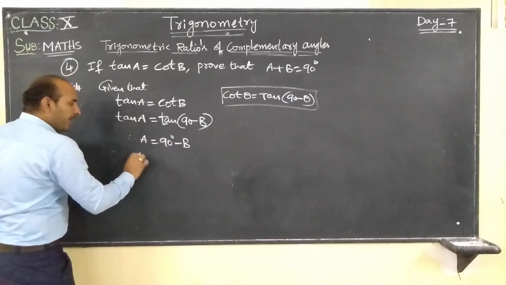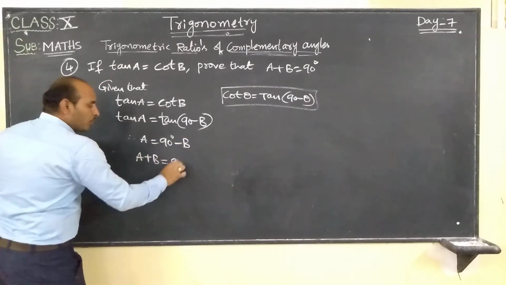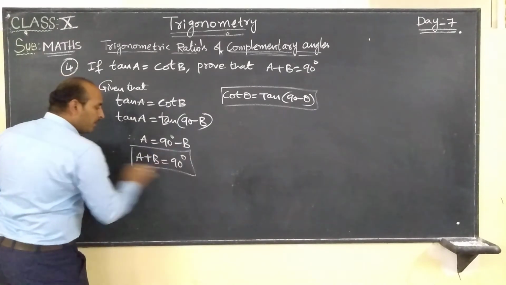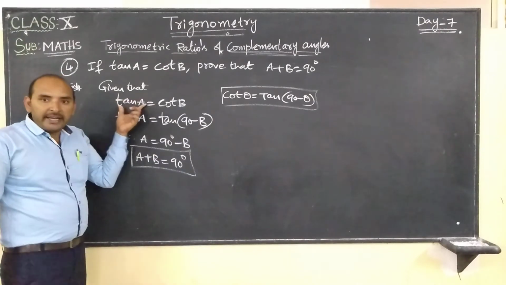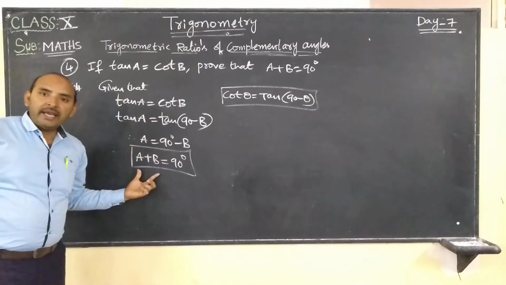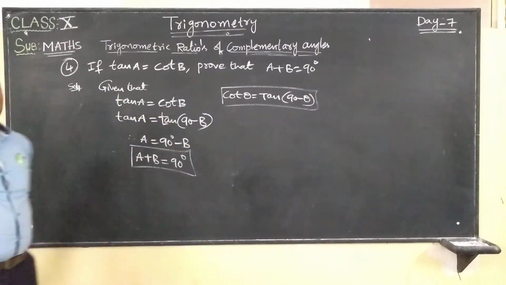Taking minus B to this side, A plus B is equal to 90 degrees. This is our proof. Taking tan A is equal to cot B, we prove clearly that A plus B is equal to 90 degrees.